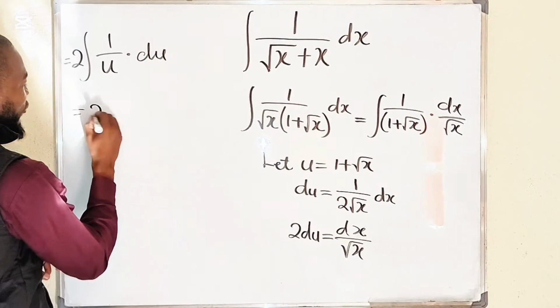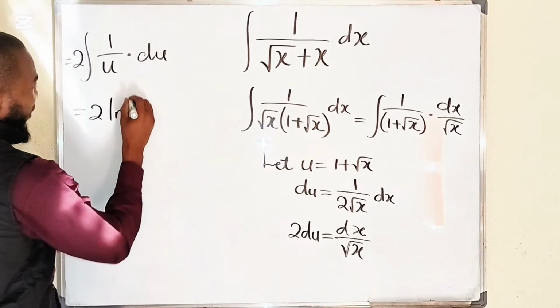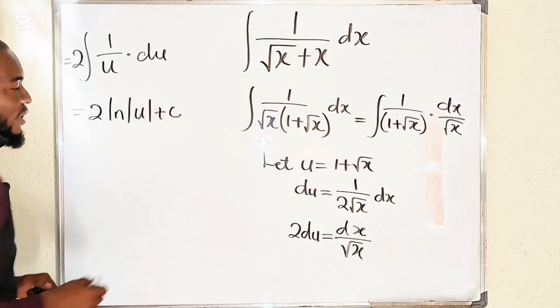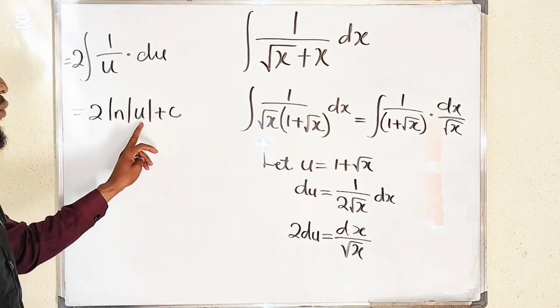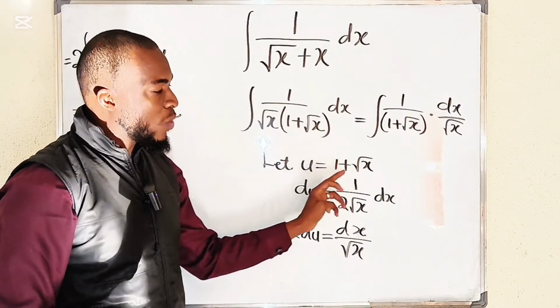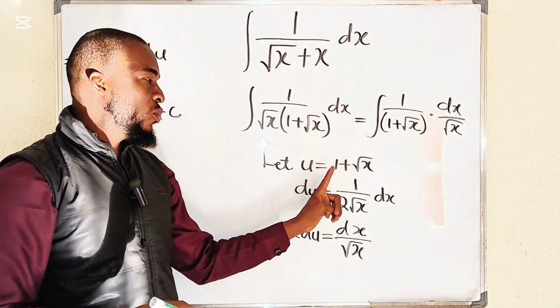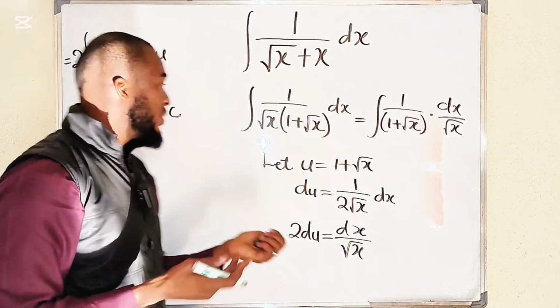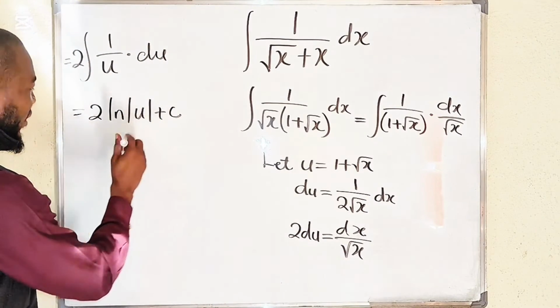So this is equal to 2 multiplied by the natural log of the absolute value of u, then plus the constant of integration. But remember that u is equal to what? 1 plus square root of x. We know that 1 is already positive. Square root of x is always positive, so we don't need this absolute value.